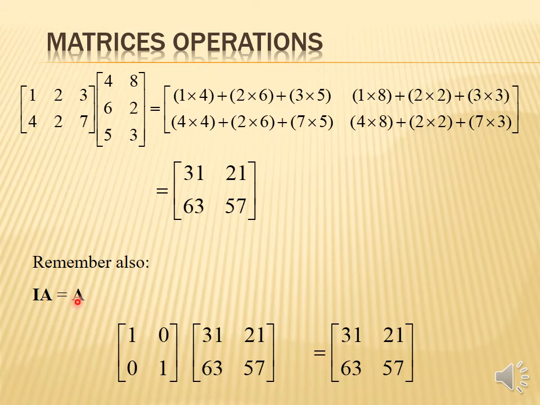The identity matrix of 2 by 2 is 1 0 0 1. If we multiply it with a matrix A, then the resultant is always the same. You can see that 1 into 31 is 31, 0 into 63 is 0, so you cannot add anything into 31. Similarly, first row with second column: 1 multiplied by 21 is 21, then 0 into 57 is 0. Similarly 0 multiplied by 31 is 0, 1 multiplied by 63 is 63. Now the second row with the second column: 0 multiplied by 21 is 0, and 1 multiplied by 57 equals 57.